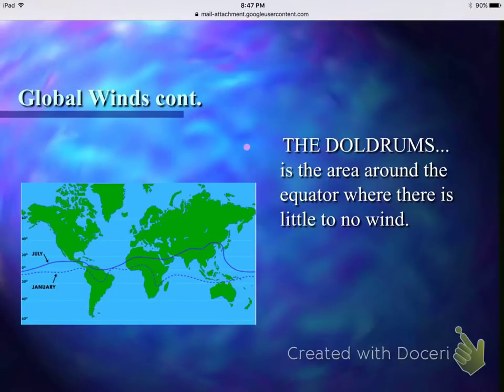Another type of global winds is the doldrums. This is an area right by the equator, and there is little to no wind here. Okay, these are areas that have very little wind. You can think of them as being dull, and that'll help you remember that the doldrums are areas that don't have very much wind at all.